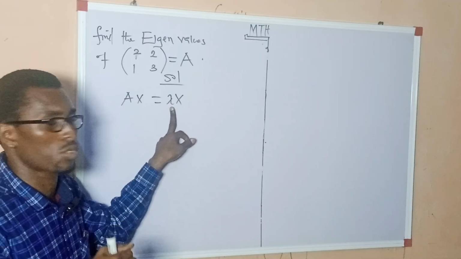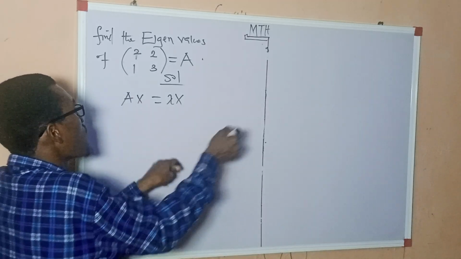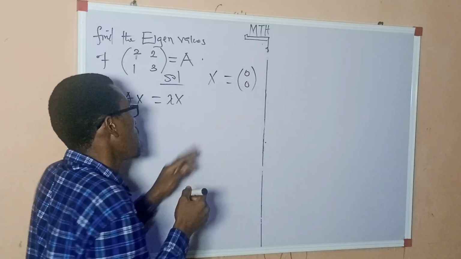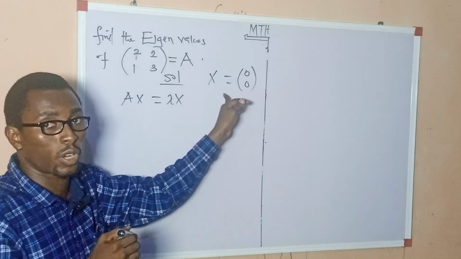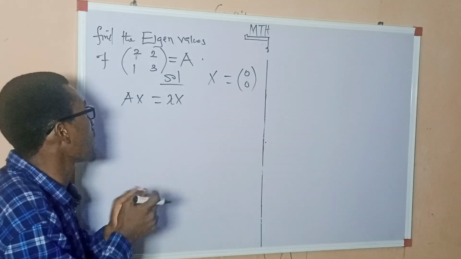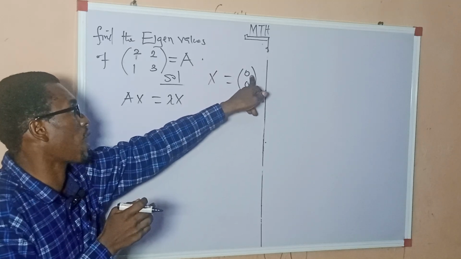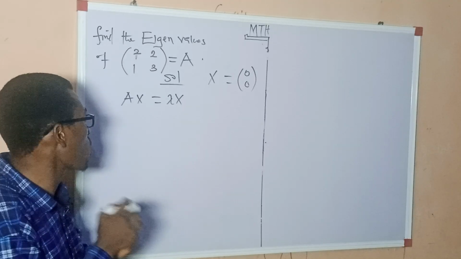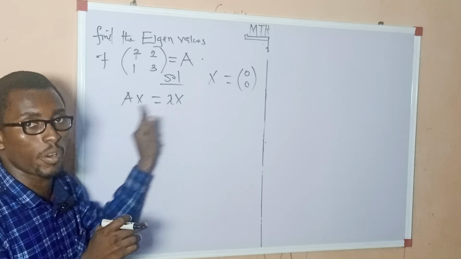When we say non-trivial solution, we mean when this column vector x is not assuming the zero vector, such as this. We're not looking at this case. We're looking at other cases where this vector can assume entries other than zero. It can be 1, 2, 3, any other values. So for such, the value of lambda is called the eigenvalue of the matrix.